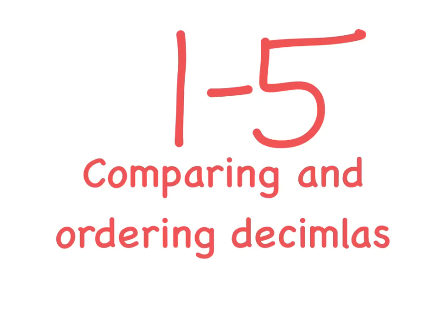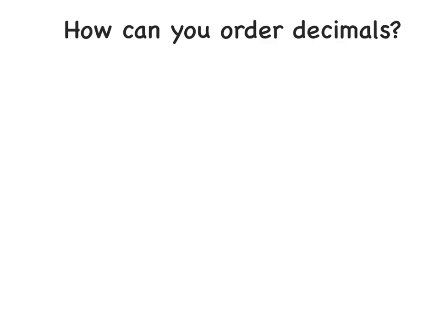In this video, I'll be talking about 1-5 comparing and ordering decimals. When we're talking about ordering decimals, we're talking about putting them in order from either greatest to least or least to greatest. There are three easy steps that you can take to order decimal numbers.